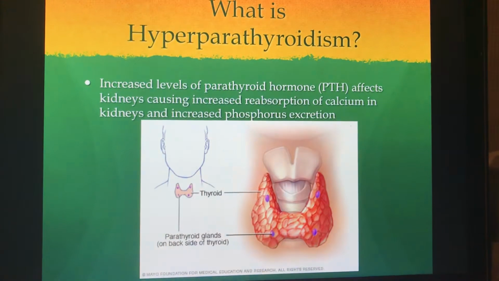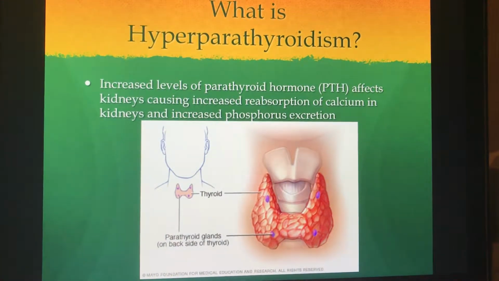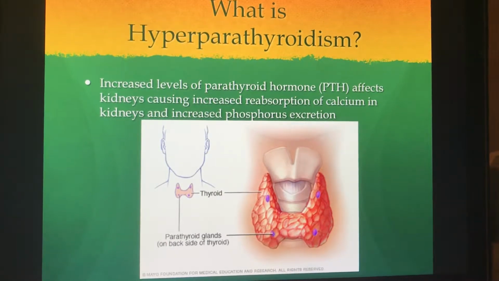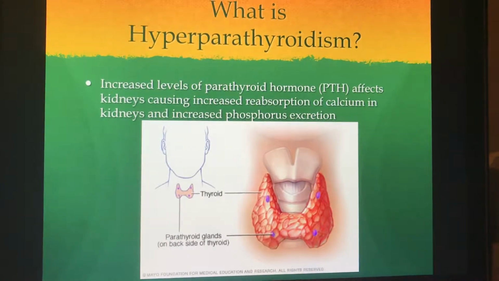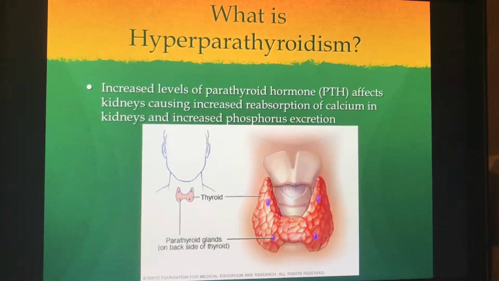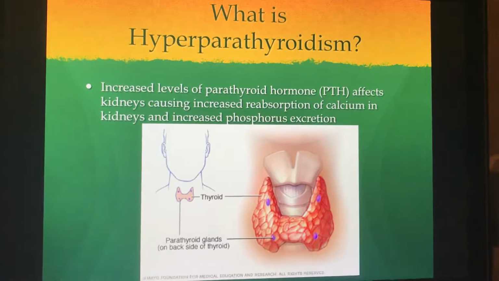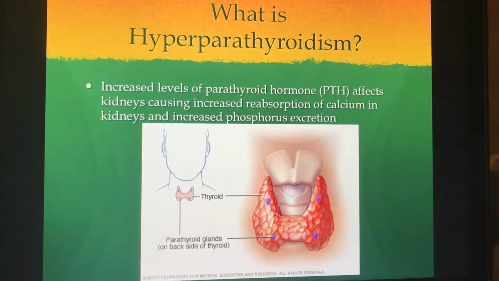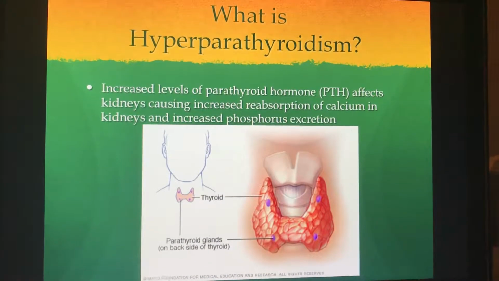What is hyperparathyroidism? Hyperparathyroidism occurs when the parathyroid glands give off too high levels of parathyroid hormone, also known as the PTH. This directly affects the kidneys, causing them to increase reabsorption of calcium, and also causes an increased excretion of phosphorus. This can lead to hypercalcemia and hypophosphatemia.